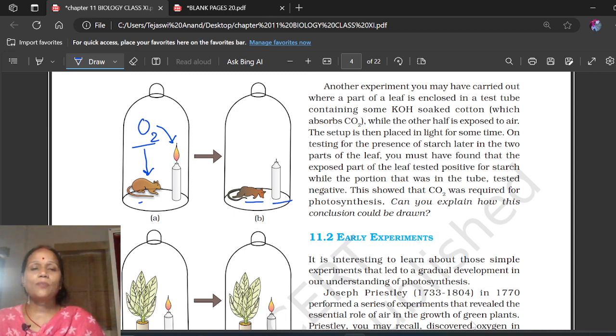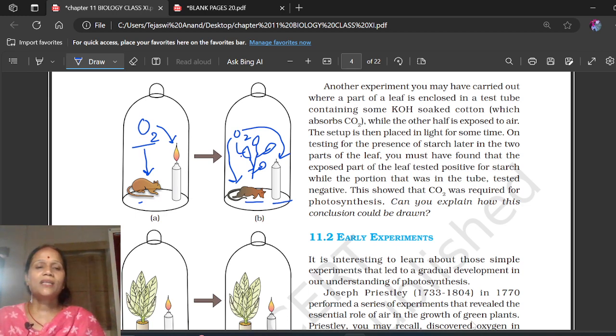If there was a green plant here, then what would happen? अगर होता तब क्या होता? Then the oxygen would continuously be liberated and with this oxygen the mouse could also be alive and the candle could also burn. But here what happens?